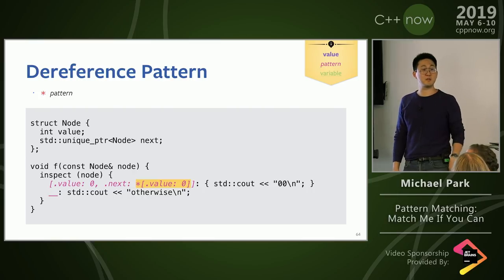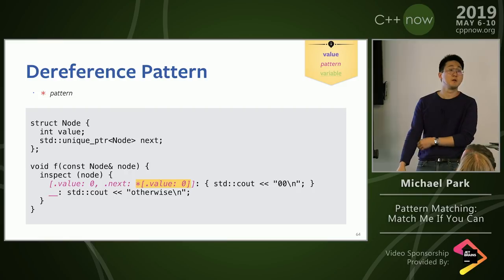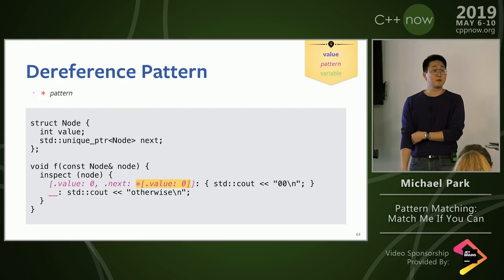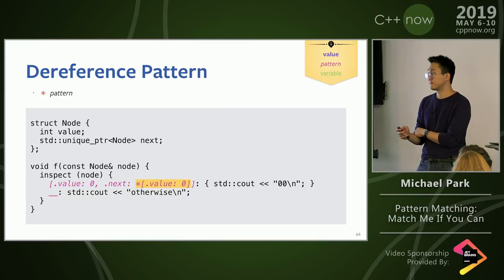Zach? If I want to check for just nullity, could I put std::nullptr_t? It would be you would just put nullptr there. Okay. Yeah.